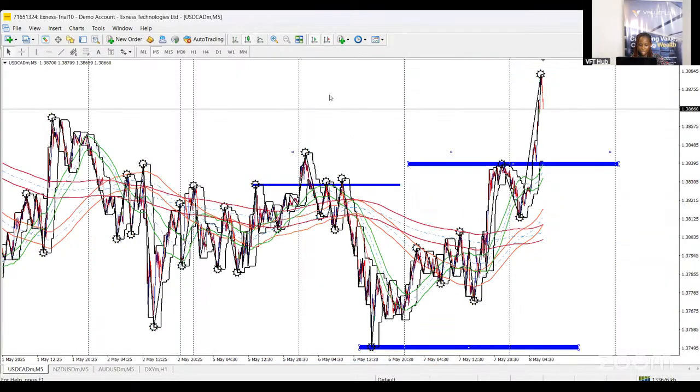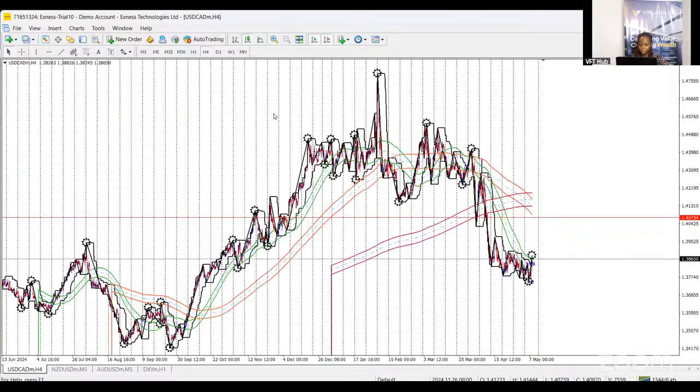Final asset class we're looking at is USDCAD. USDCAD H4. Are we together so far? Are we understanding? Is this helpful to somebody? Please let me know. Before we look at the third asset class, before moving to it, is this clear to someone?